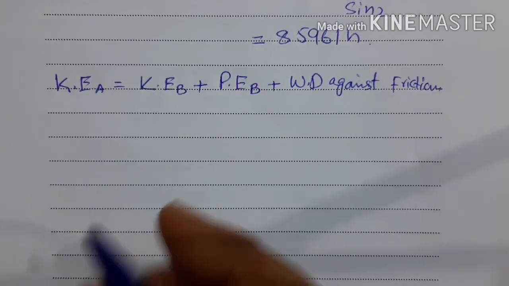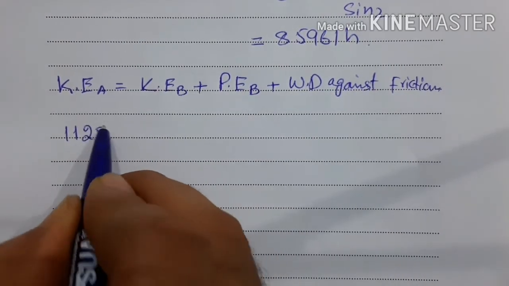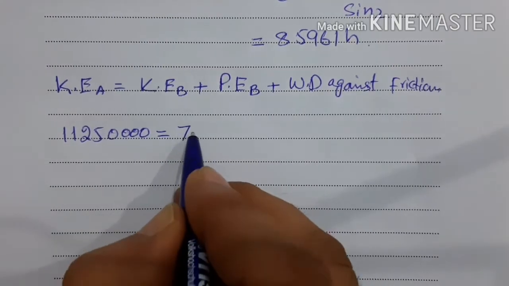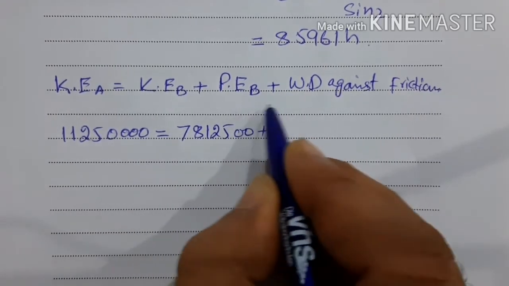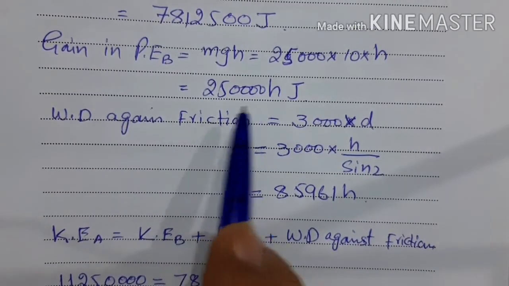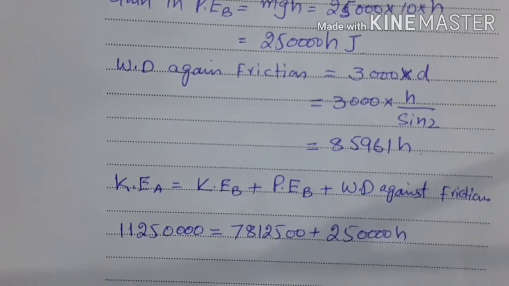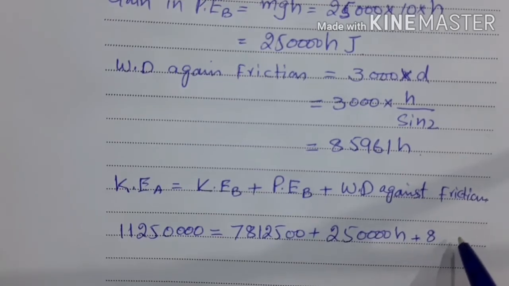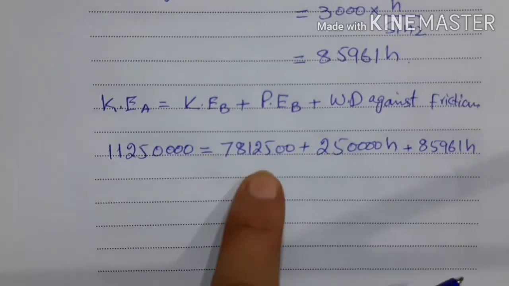Now put the values. Kinetic energy at A is 11,250,000, equal to kinetic energy at B, which is 7,812,500, plus potential energy at B, which is 250,000 h, the gain in potential energy, and the work done against friction is 85961 h. Okay, take this on the other side.